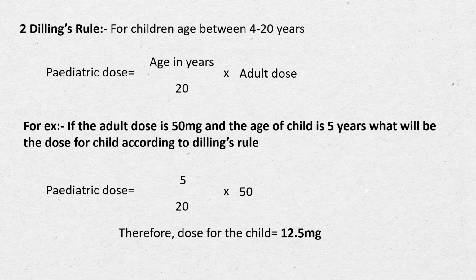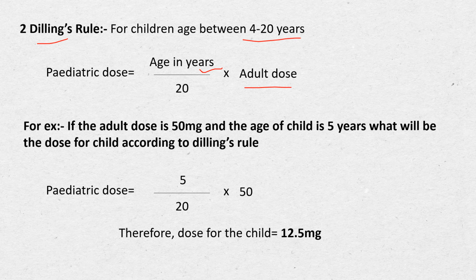Next is Dilling's rule. This formula is used when the children's age is between 4 to 20 years. So pediatric dose is equal to age in years upon 20 into adult dose. This is the formula for Dilling's rule. So here we'll see the example.